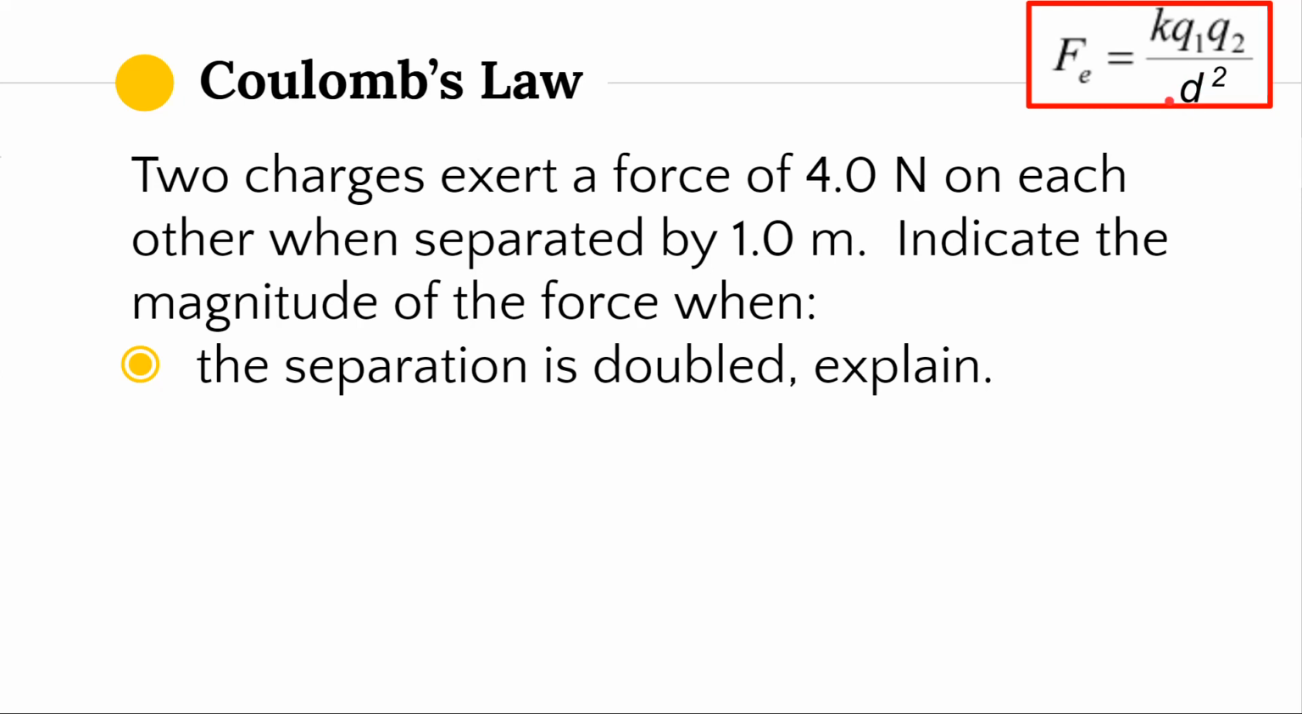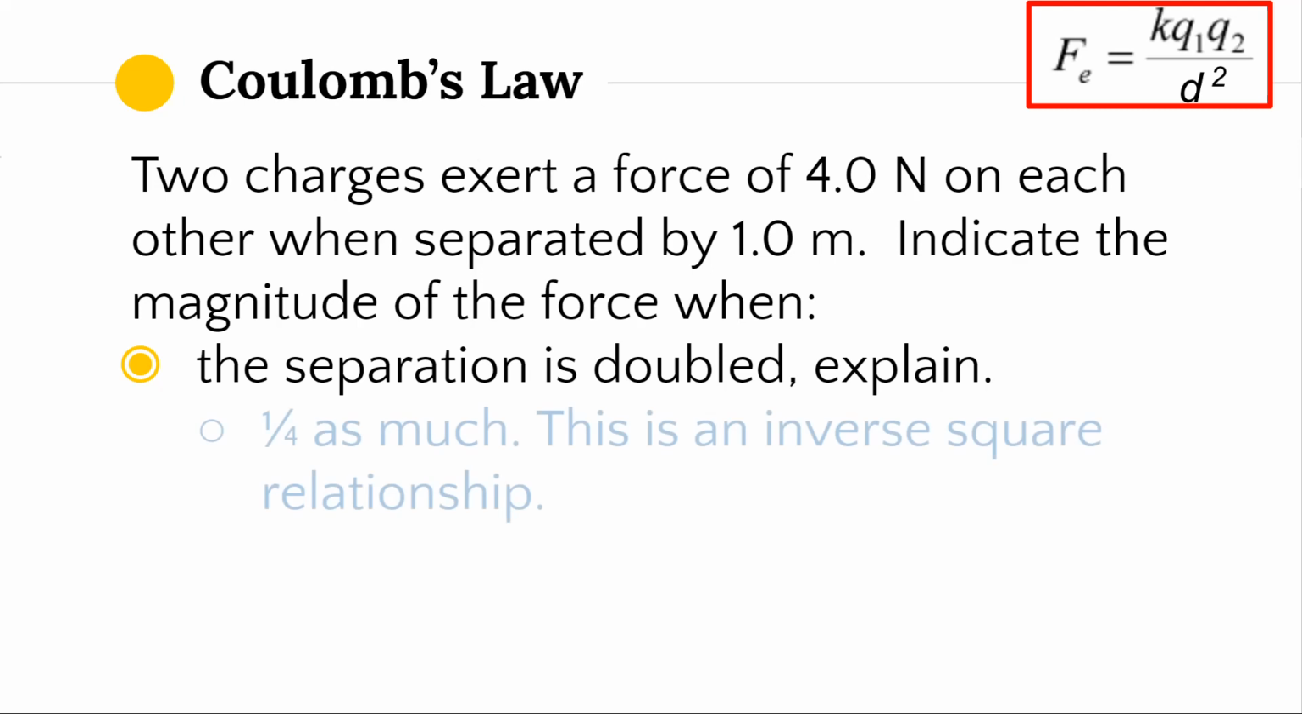It's in the denominator. Okay, what happens if I double that? It's squared to 4 times. So I'm dividing by 4 times, right? Because it is squared. It's not just half as much, it is 1/4 as much. And this is, again, the exact same relationship we saw with the universal law of gravitation. It is an inverse square relationship.